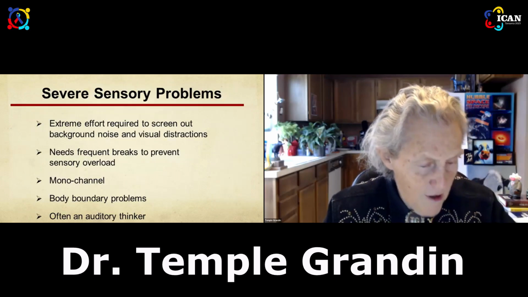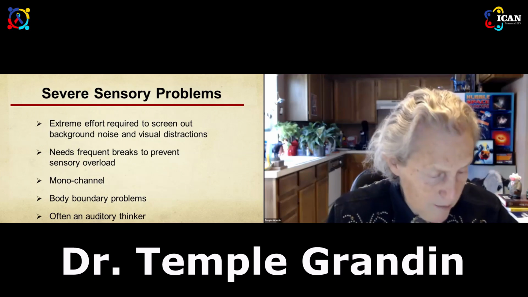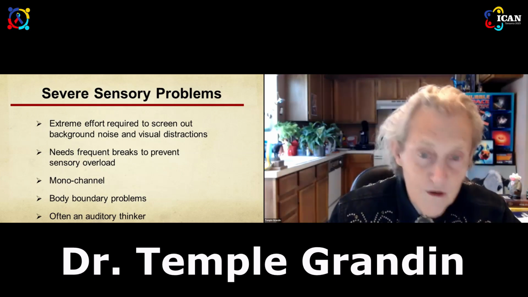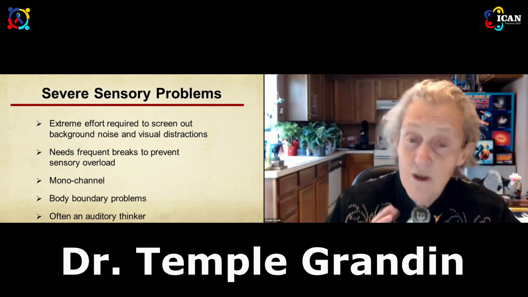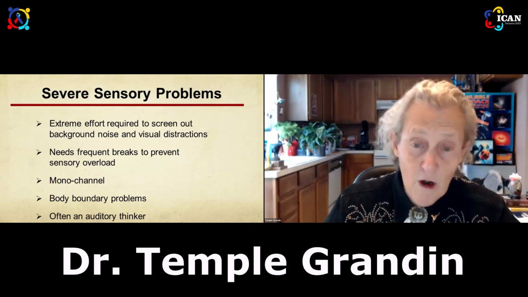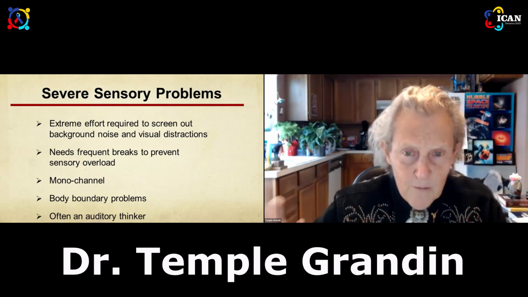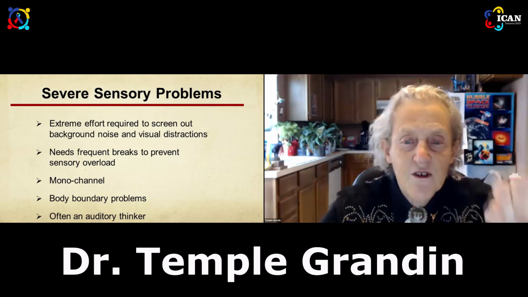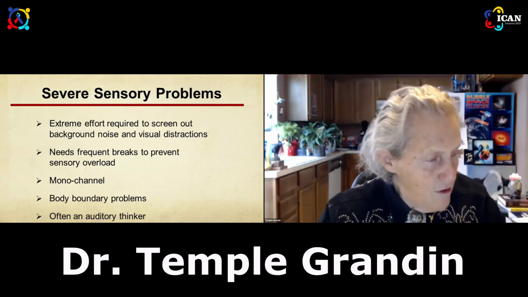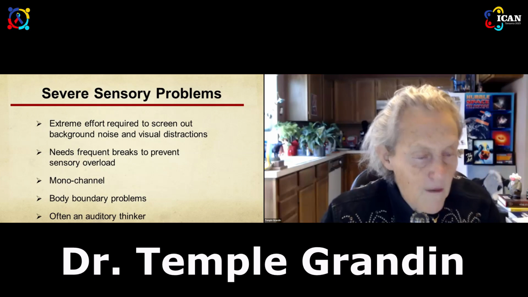And then I already talked about using the light to block out some of the bad lights. The next slide just talks about very severe sensory problems. Extreme efforts required to screen out background noise. For example, if I'm in a noisy restaurant, it's very hard for me to hear. And I also have problems with fast chit-chat conversations. They just go too fast for me to follow them.